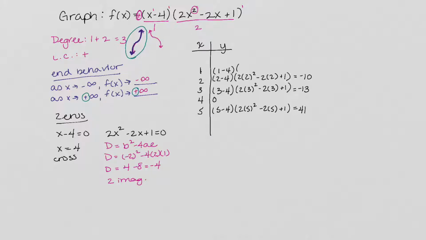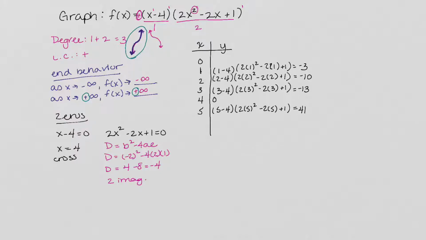We're going to plug in 1 now. So 2 times 1 squared minus 2 times 1 plus 1. And so this is negative 3. And then 2 times 1 squared is 2, minus 2 is 0, plus 1. So negative 3 times 1, which is negative 3.